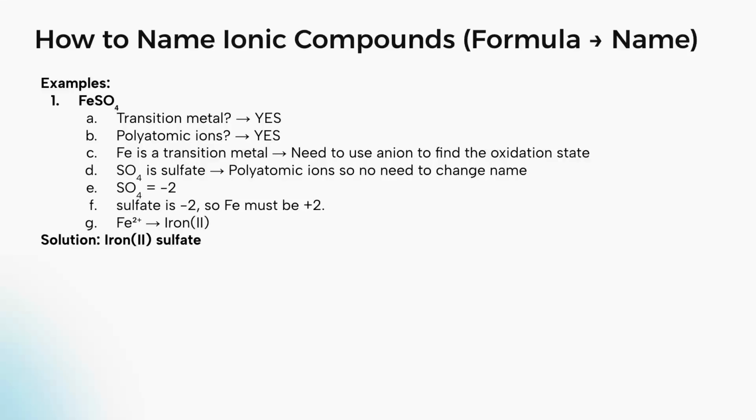SO4 is sulfate because it is a polyatomic ion, so we don't need to change its name, right? We just state its name. So the negative charge for SO4 is -2. And the sulfate is -2, so the Fe must be +2, as the total negative charge equals the total positive charge. So it becomes iron(II) sulfate.